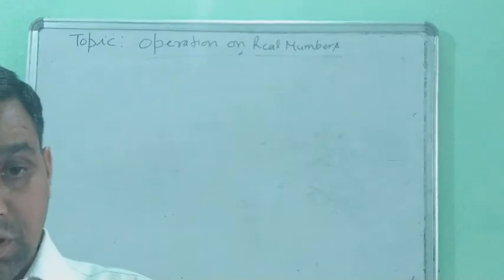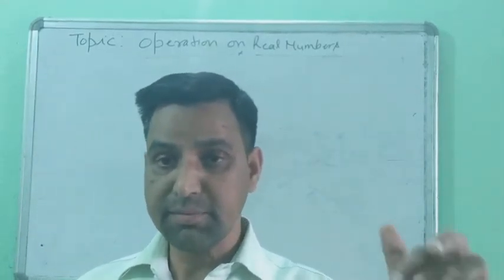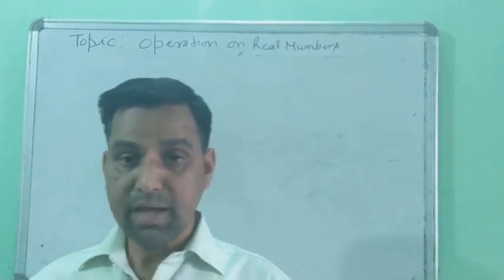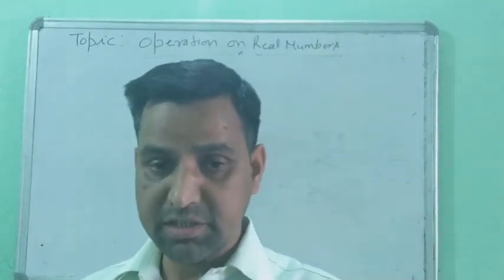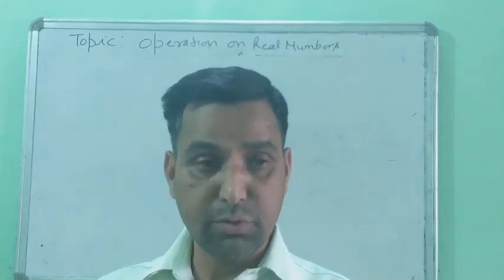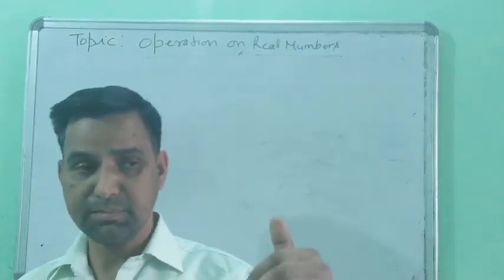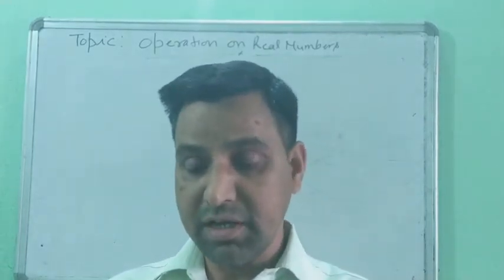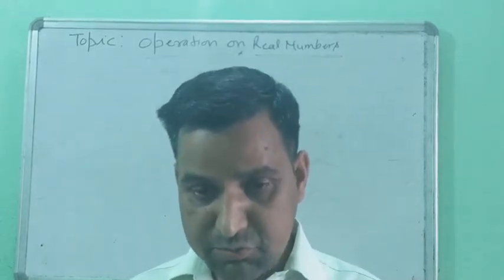But when you multiply two irrational numbers, the result is sometimes rational and sometimes irrational. The same thing when you divide two irrational numbers: sometimes the result is rational, sometimes irrational. So what is the property of the real numbers? Real numbers means rational and irrational numbers combined. The number is from the real numbers.